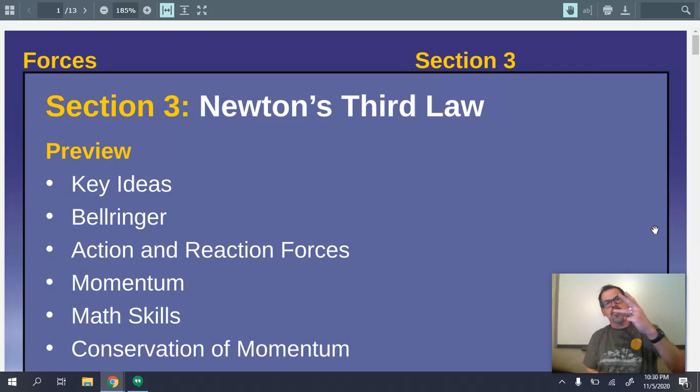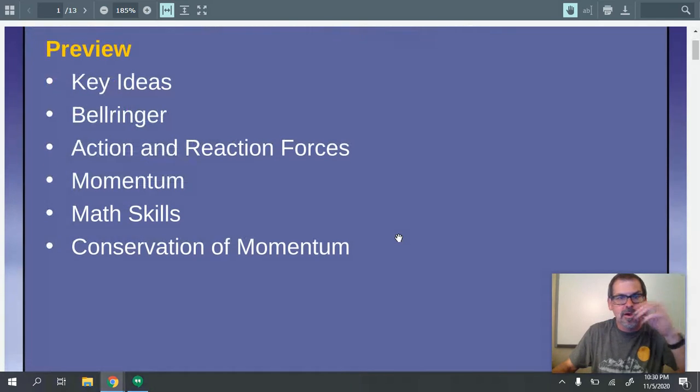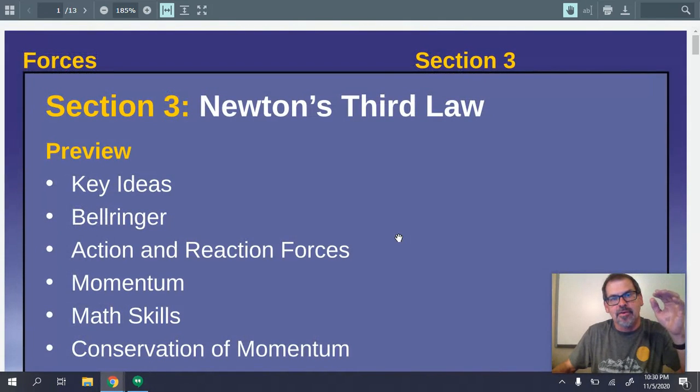Newton's third law. What is Newton's third law? All right, so we'll preview the ideas. I'll kind of skip past the bell ringer, but then we'll talk about action and reaction forces, and then we'll quickly get into momentum a little bit and just specifically define momentum. All right, so Newton's third law. You may have heard this before. It's famously known as, for every action, there's an equal and opposite reaction.